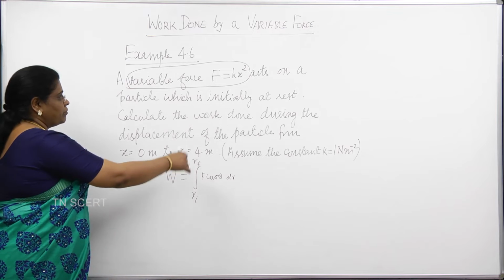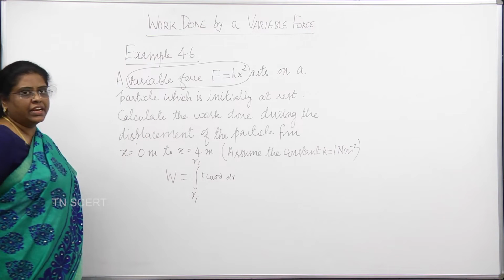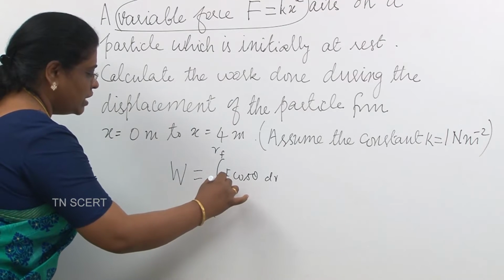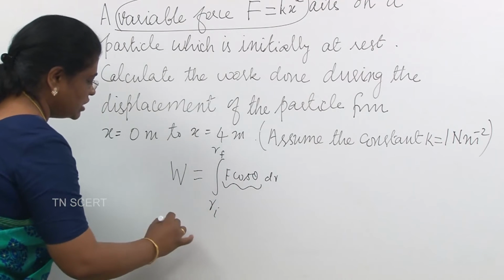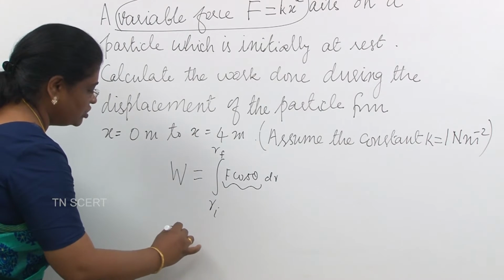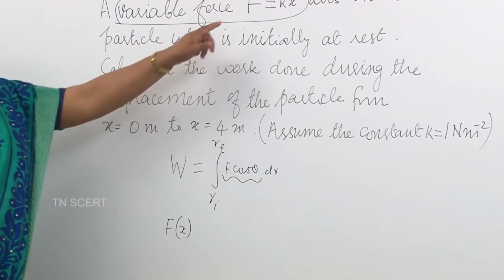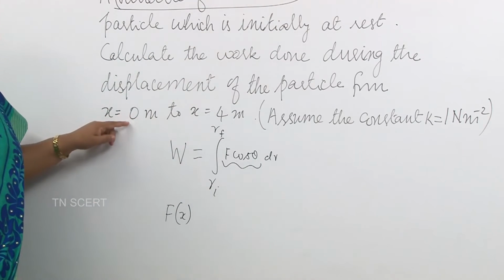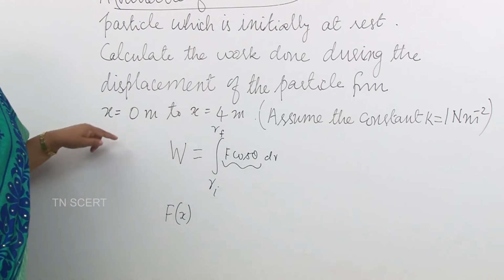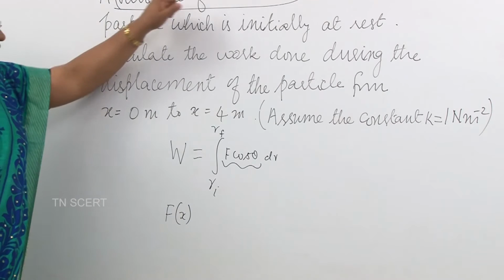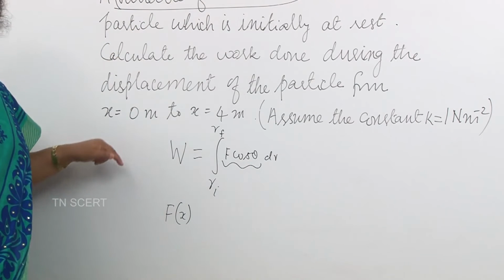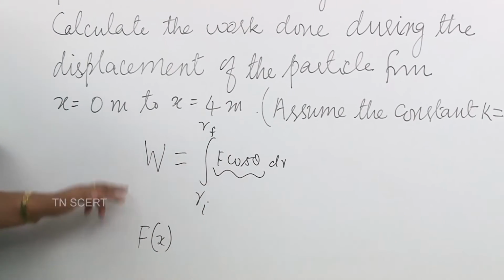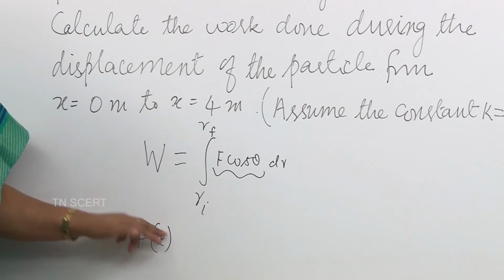So, let us see whether all these parameters are given here. The force F is given and this is your variable force, and that is a function of x, because it is kx squared, and the displacement is from 0 to 4 along the x direction. Therefore, the direction of the force and the direction of displacement is along x. Therefore, I can write the whole thing in terms of x.